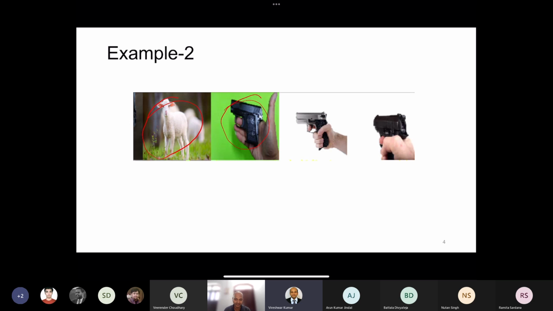Whatever we are trying to make that machine learn, it has to be very intelligent. It has to not only look at the structure but also look at many more other features. For instance, in this case, it would have been very easy to differentiate between these two if we were just looking at the color. The color of the sheep here is white, the color of the gun here is black. So it would have been very easy for the machine learning algorithm if it is utilizing the color.